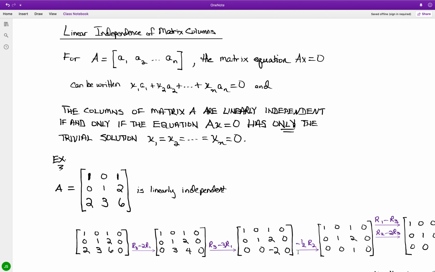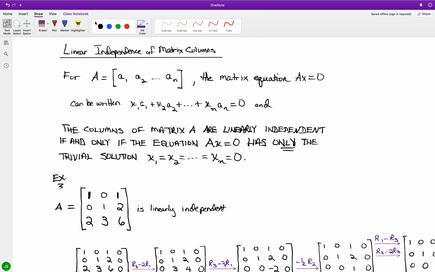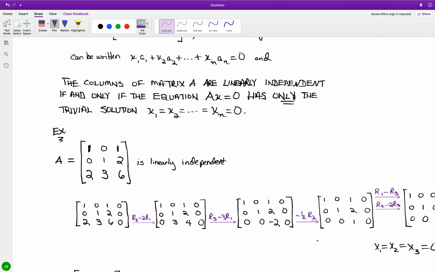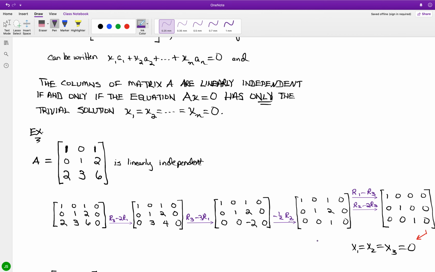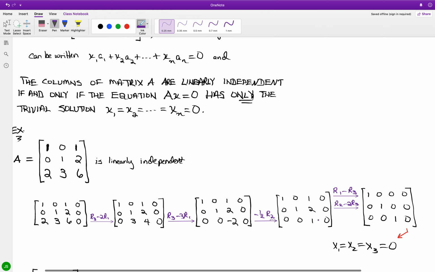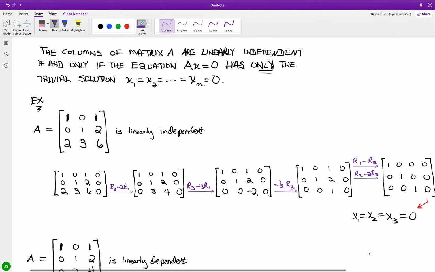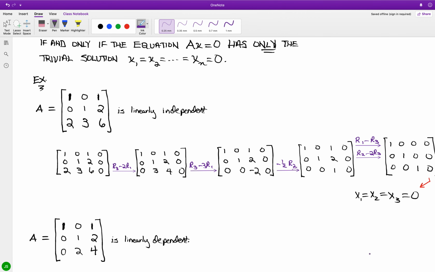So we have negative 1/2 of R3, making the adjustment here. Now we have 1, 0, 1, 0, then 0, 1, 2, 0, and 0, 0, 1, 0, and then getting to completely reduced echelon form, we have R1 minus R3, along with R2 minus 2 times R3, and it turns out that x1, x2, and x3 all have to be 0. So again, this matrix is linearly independent.